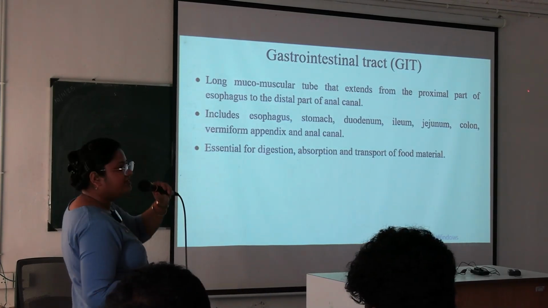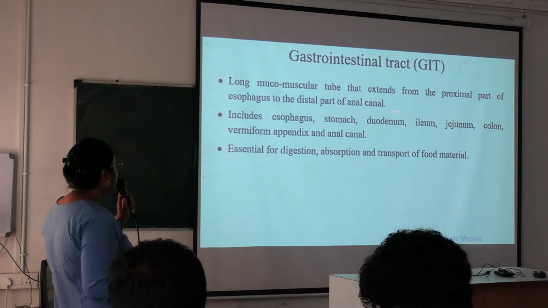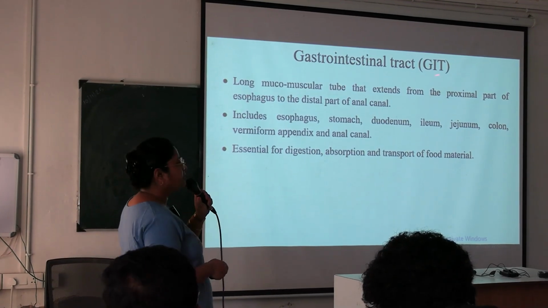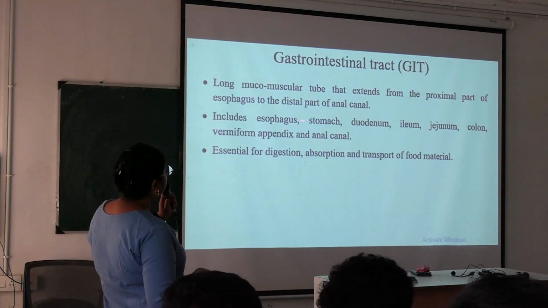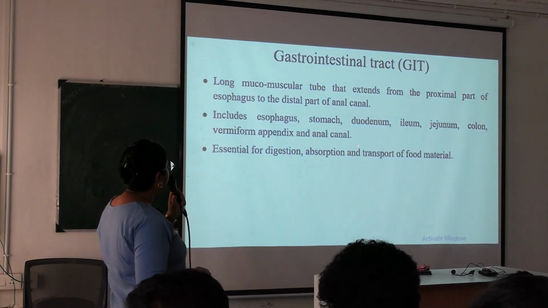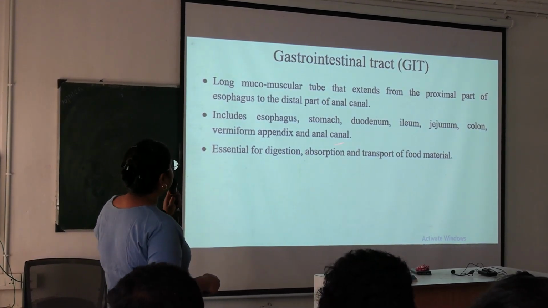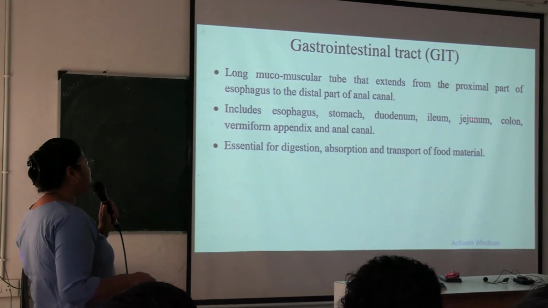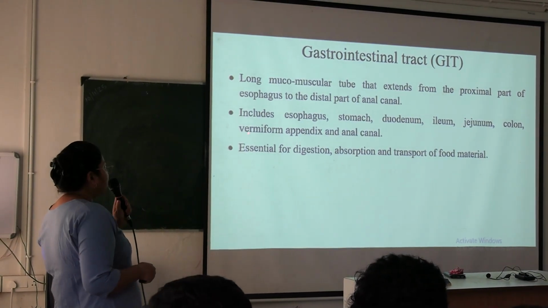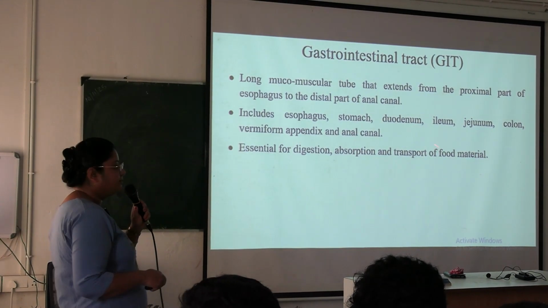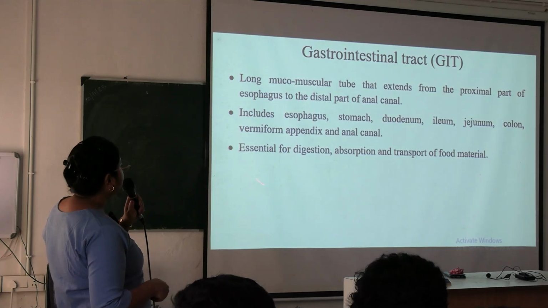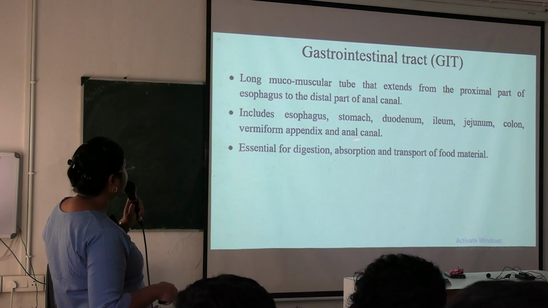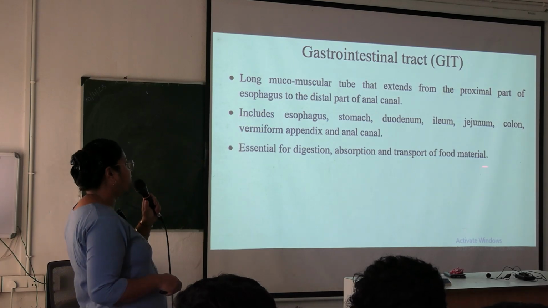The gastrointestinal tract is a long mucomuscular tube that extends from the proximal part of the esophagus to the distal part of the anal canal, and it includes the esophagus, stomach, duodenum, ileum, jejunum, colon, vermiform appendix and the anal canal. It is essential for digestion, absorption and transport of the food material.